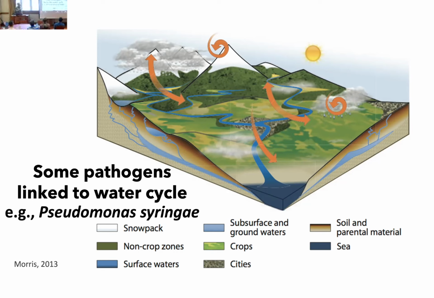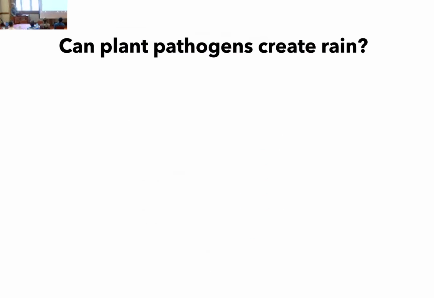Plus, it has an ice nucleating protein, which means that it can, in some sense, cause rain to happen when the conditions wouldn't otherwise be favorable to that. So it might be sort of directing its own transport in some bizarre way. So it's a plant pathogen that can create rain.